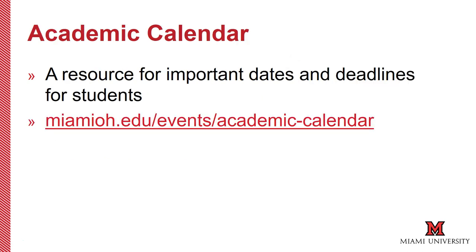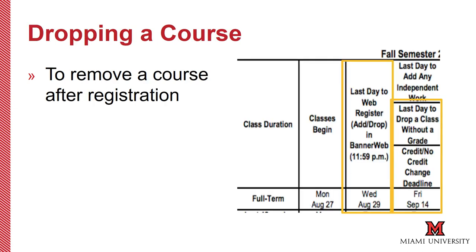The academic calendar is a calendar that notes important dates and deadlines. The academic calendar shows when classes start and end. It also notes other vacations or breaks during the academic year. Note that the dates on the academic calendar can change each semester. Go to miamioh.edu/events/academic-calendar for more information.